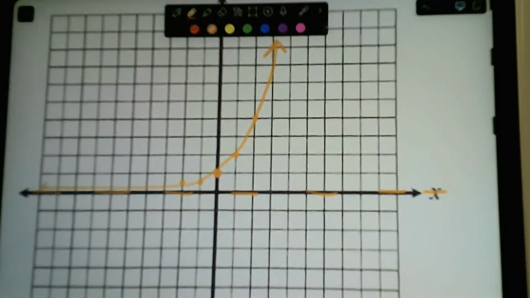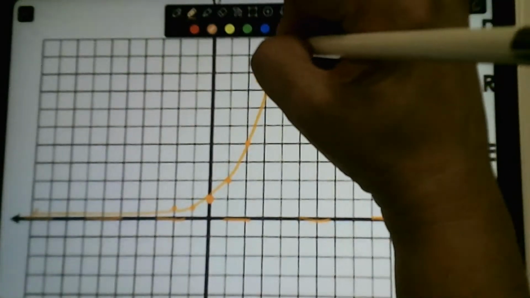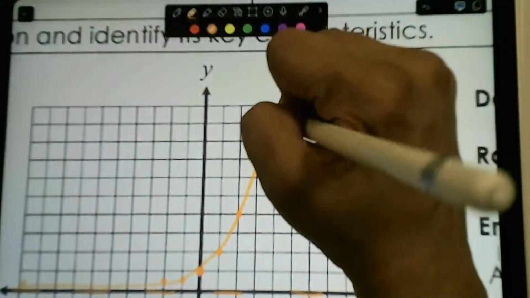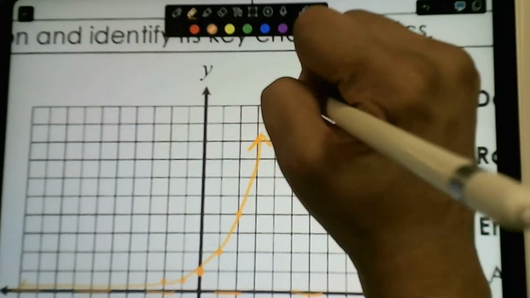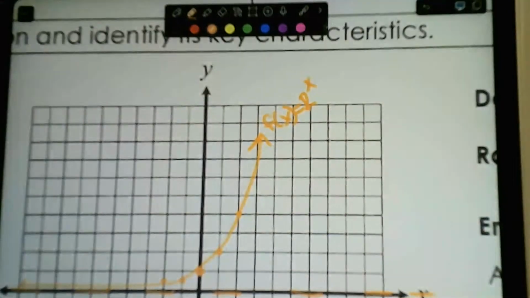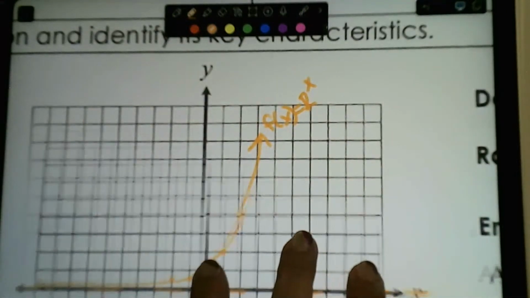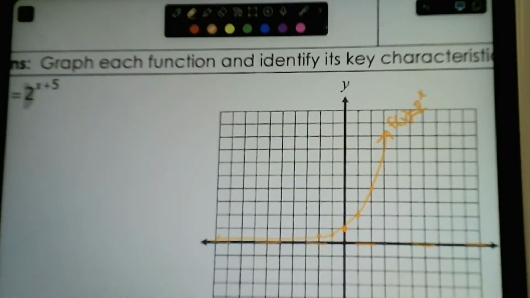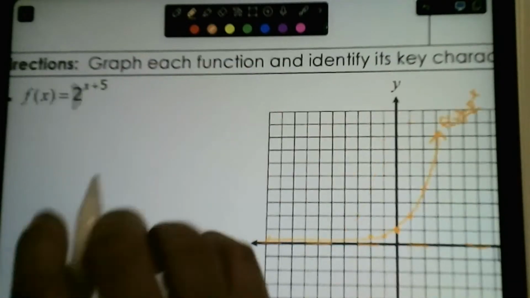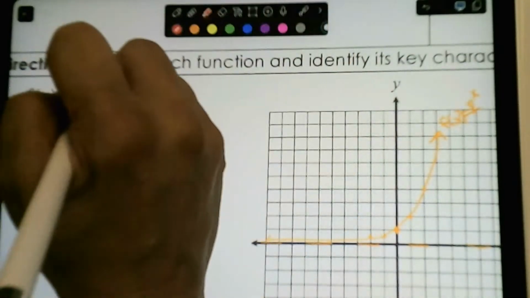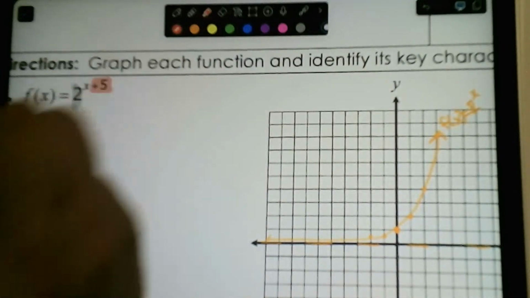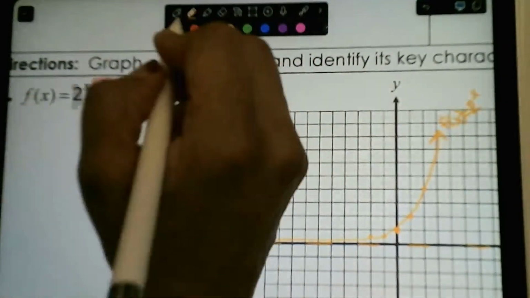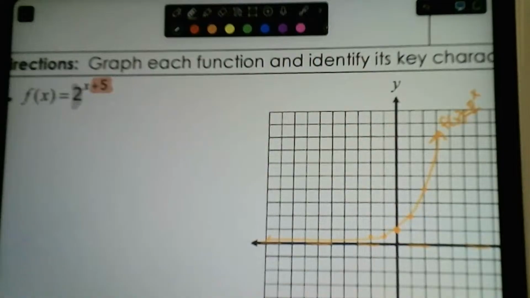All right, so there's my parent function. So this is f of x equals 2 to the x power, because that's my parent function, because the base is 2. Reading the equation, what transformation is happening to this graph?